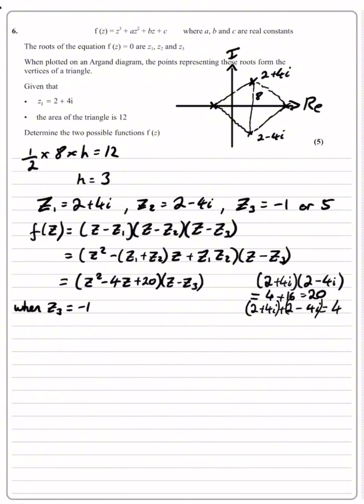Our cubic will be z squared subtract 4z plus 20 times by z plus 1. Expand that out, you get z cubed minus 3z squared plus 16z plus 20.